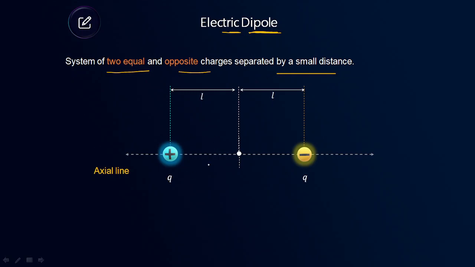So here we have two charges plus q and minus q, and these two charges are separated by a distance of 2l. So this system we will call an electric dipole. It has two electric charges equal in magnitude but opposite in nature, means one is positive charge, one is negative charge. Suppose charge on this is plus 2q, then charge on negative will be minus 2q. Magnitude of charge should be equal and separation is very small.